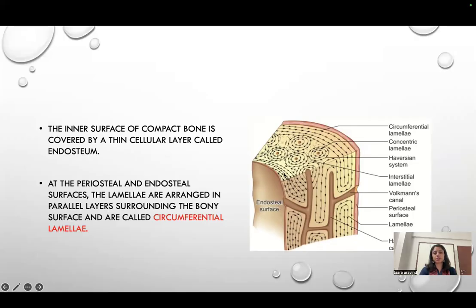And both at the periosteal surface and at the endosteal surface, the bone is arranged in parallel layers. The bone is deposited in parallel layers, and these are known as the circumferential lamellae. So the outermost covering is the periosteum, the innermost lining of the medullary cavity is endosteum, and adjacent to the periosteal and endosteal surfaces, the bone is laid down in the form of parallelly arranged lamellae, known as circumferential lamellae.